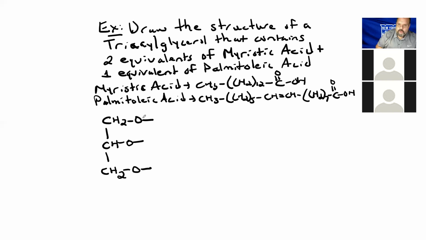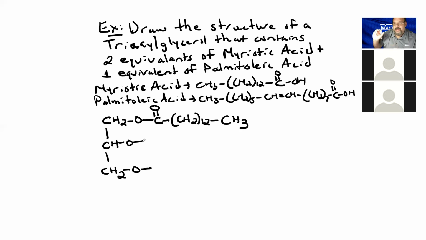So the OH comes off of the carboxyl group. The alcohol oxygen becomes attached to the C double bond O carbon of myristic acid. The C double bond O carbon is then followed by 12 consecutive CH2s. And then after that last CH2, I have CH3. Where's my ester group? C double bond O, O, C, that gives me my ester. So that's the first myristic acid.